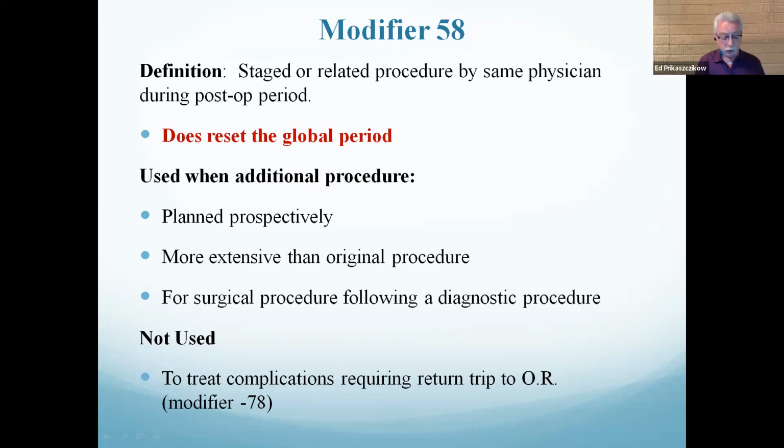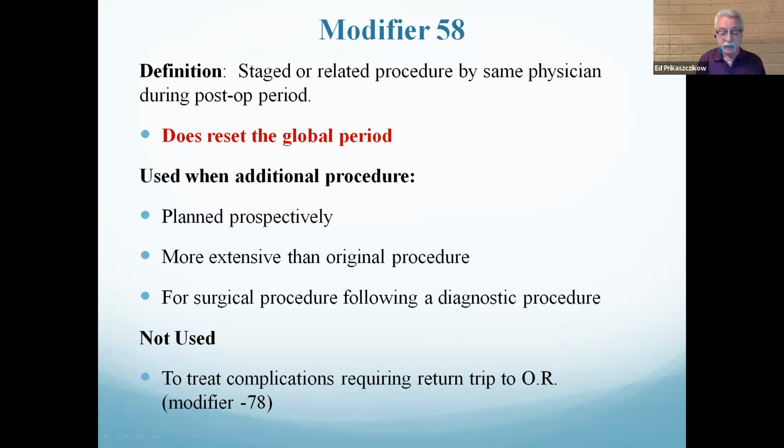Now, one of the important points on modifier 58 is that it does reset the global period. And when it does that, though, it does pay for 100% of the fee schedule for the code that you're using. So when do we use modifier 58? Okay, you're in a global period, and you'll be doing an additional procedure that was planned prospectively.